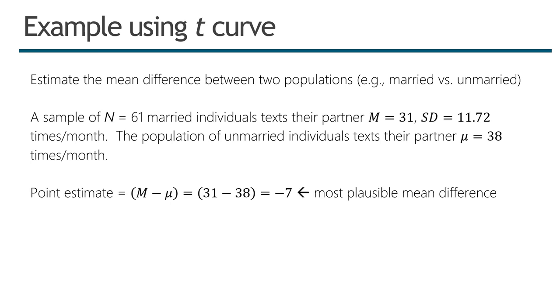First, we compute the point estimate. The sample mean minus the population mean. 31 minus 38 gives us -7. This is the most plausible mean difference for the difference in text messages between these two populations.